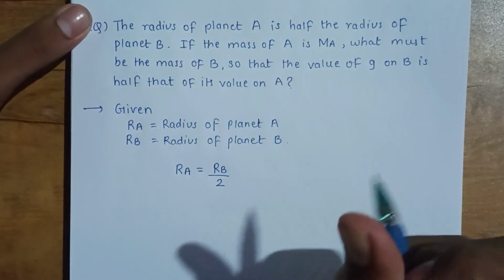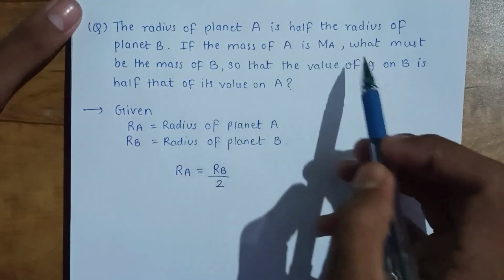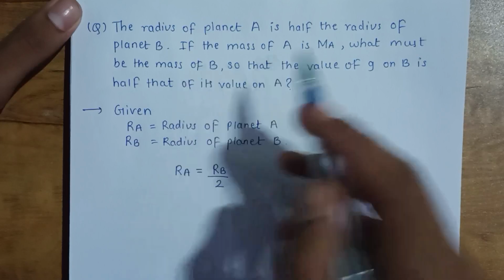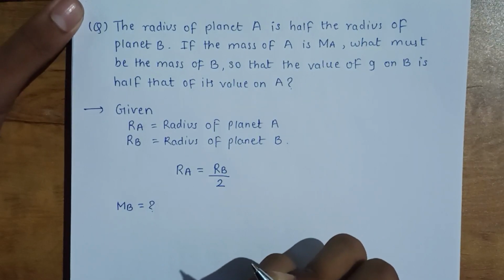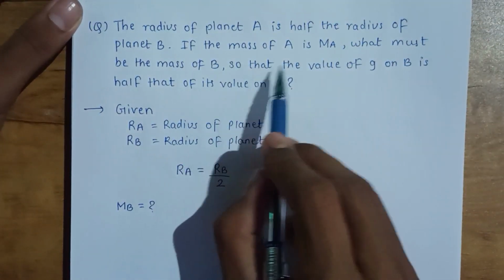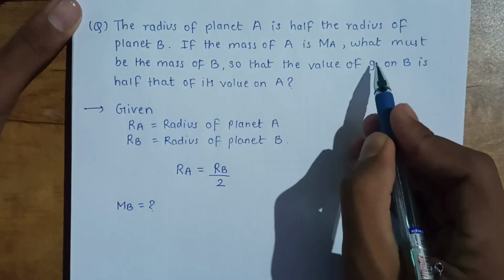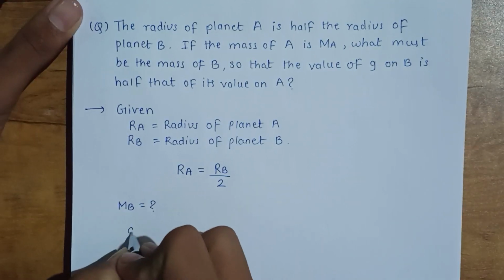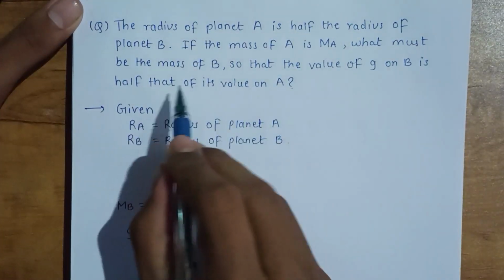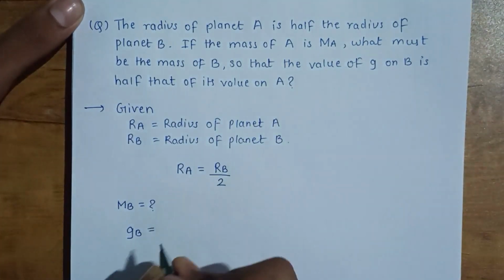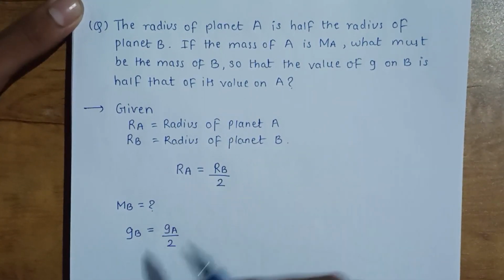Okay. So, next is given that if the mass of A is ma, ma is the mass of planet A, what must be the mass of B? Okay, so we have to find what is mb, so that the value of G on B is half that of its value on A. So the value of G on B is equals to half that of its value on A, that is half of GA, that is GA by 2. So this is our second condition. These are both the conditions.